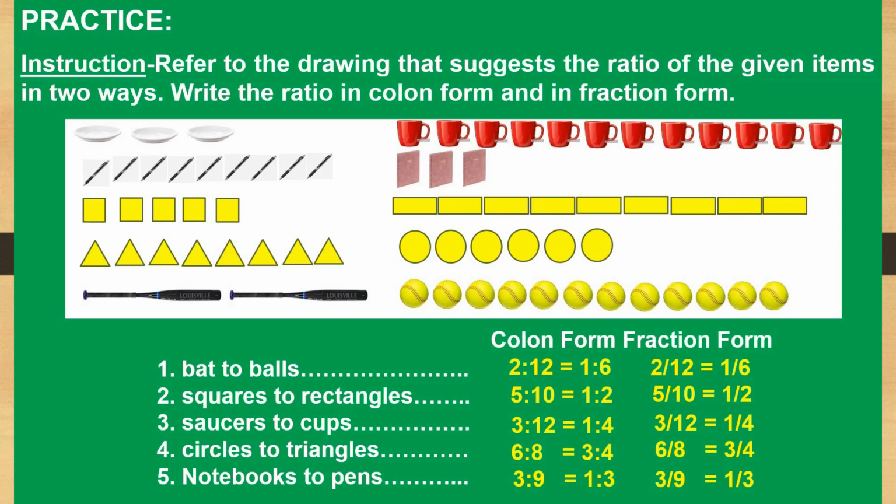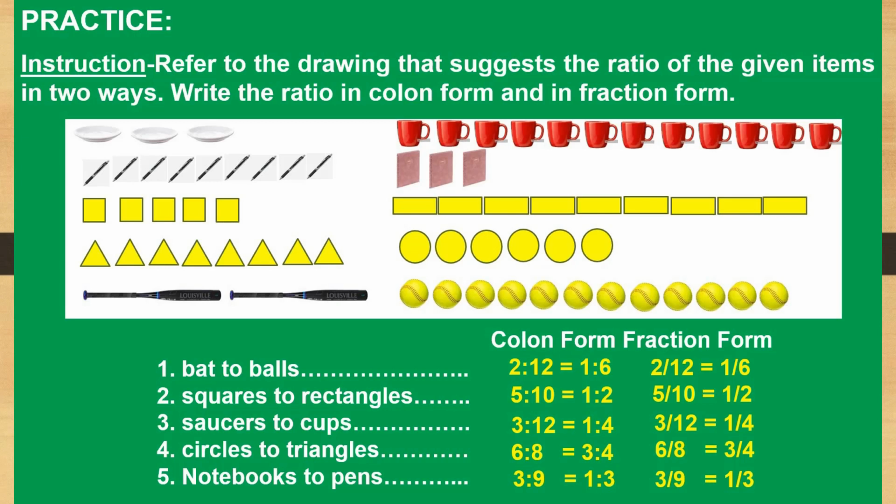Okay. As you can see, to form a proportion, you just multiply. Let's go back to number 1 answer. In colon form, you're going to multiply 2 times 6. Your answer is 12. Am I right? 12 times 1 is 12. So they are proportion. Why? Because the extremes and means have the same product. Next, number 2: 5 times 2 is 10. 10 times 1 is 10. They have the same product. They are proportion. Next, 3 times 4 is 12. 12 times 1 is 12.